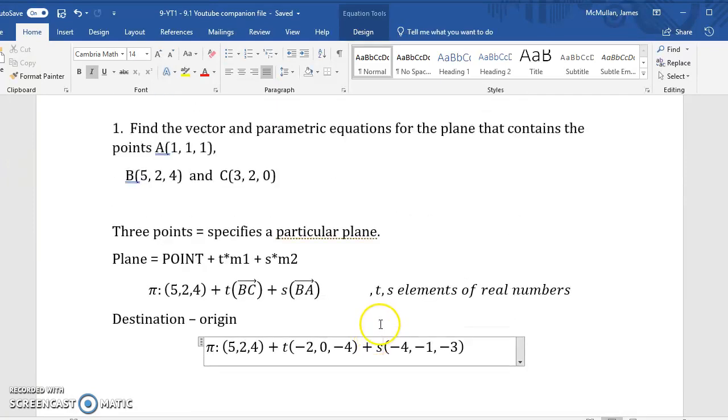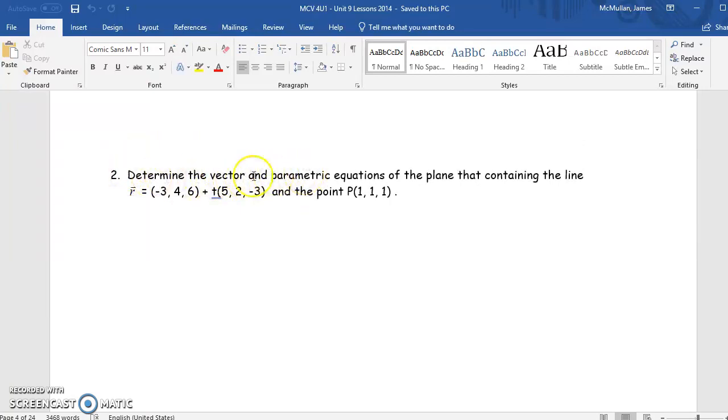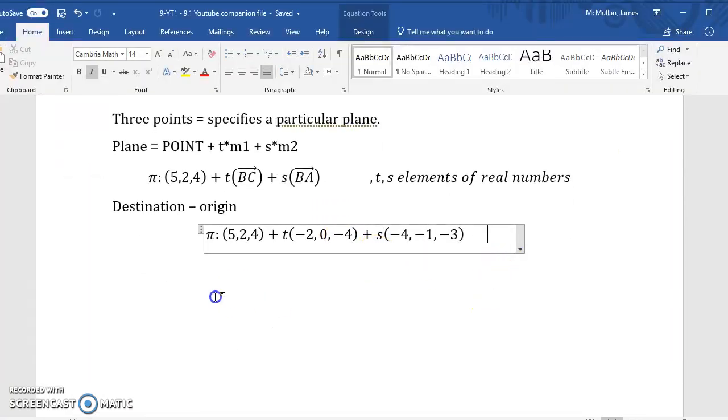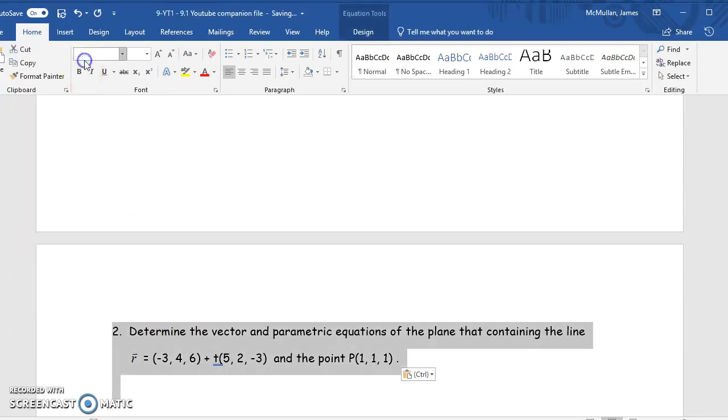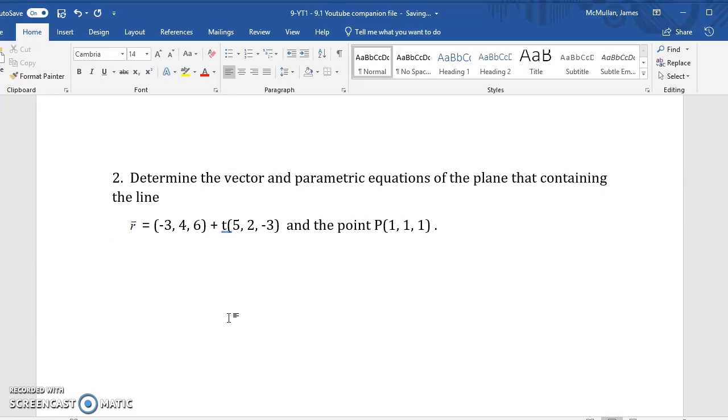To go to the second part of the question, the next point, it says determine the vector and parametric equations of a plane containing the line such and such and the point such and such. Okay, so let's try this one. So determine, this time I'm going to do the parametric equations because I skipped those last time. Okay, so this time we need the vector and parametric equations of the plane that contains this line. So a line and a point.